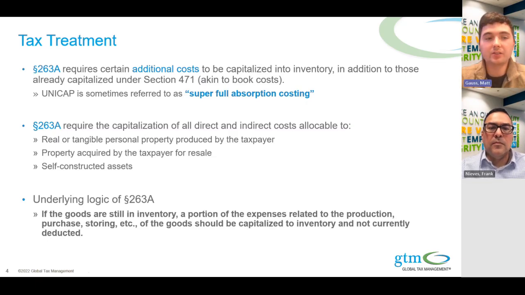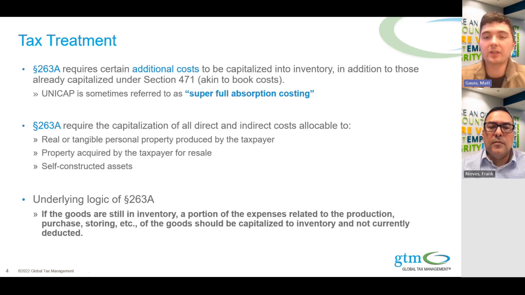263A requires certain additional costs to be capitalized into inventory in addition to those already capitalized under Section 471, akin to book costs. UNICAP is sometimes referred to as super full absorption costing.